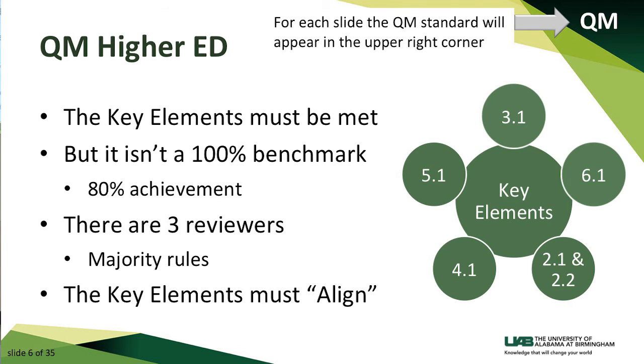It is not a 100% benchmark, and it's not a unanimous vote. There are 3 reviewers. 2 out of 3 reviewers must agree that the standard has been 80% met. So if you look at all your module objectives, count them up. That's how I do my reviews. I count them up, and I go, OK, is this met? Is that measurable? Is it specific? Is there a rubric? And if 80% of them is yes, then I'm going to approve that, which means you may have things in there that aren't necessarily measurable or specific. So it's not 100% benchmark, but the key elements must align.